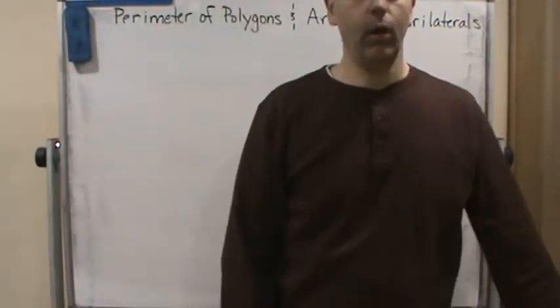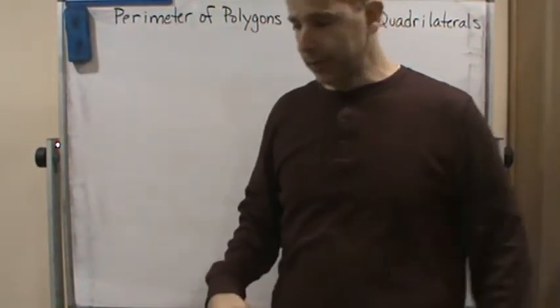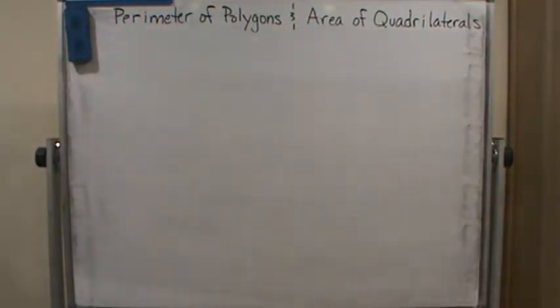Okay, let's do another example. I'm going to read this. This is an HVAC example. It says, a square hot air duct must have the same area as two rectangular ones with dimensions 5 by 8 inches and 4 by 6 inches. How long are the sides of the square duct?